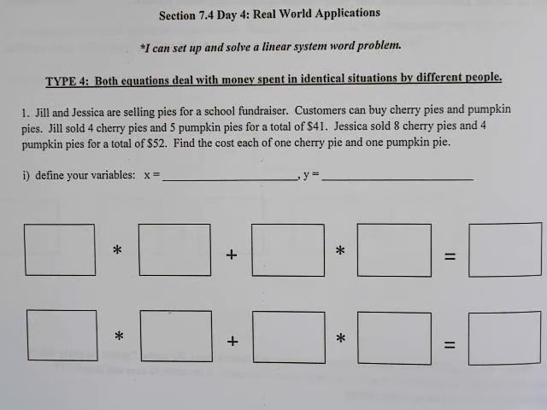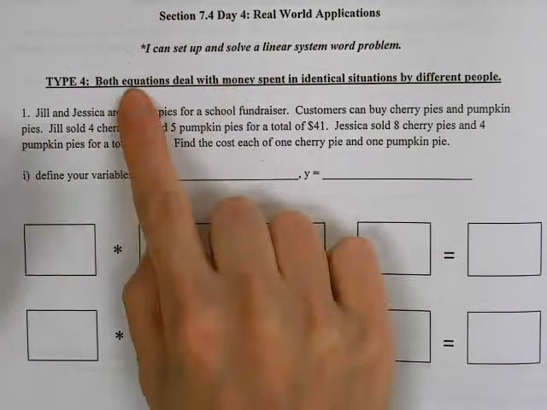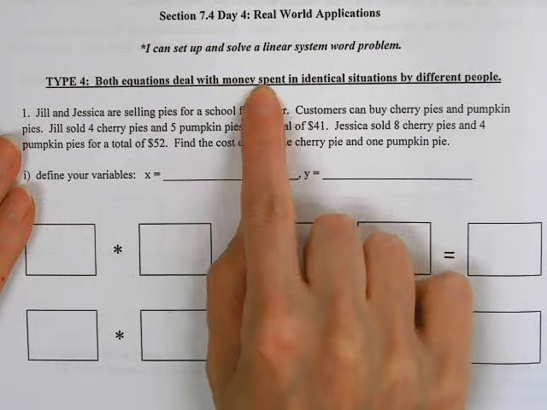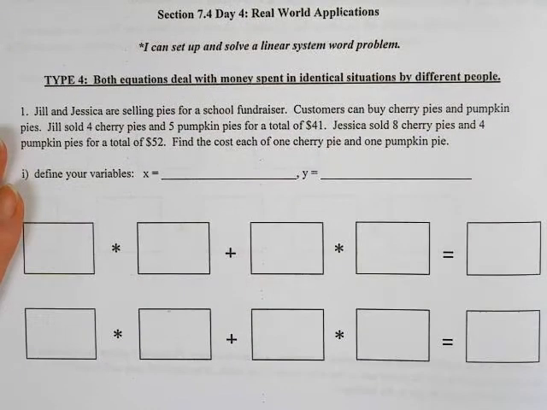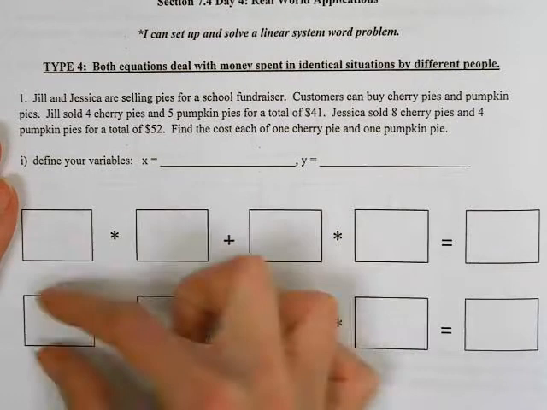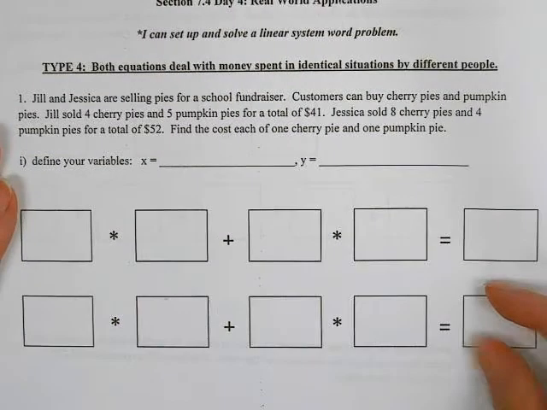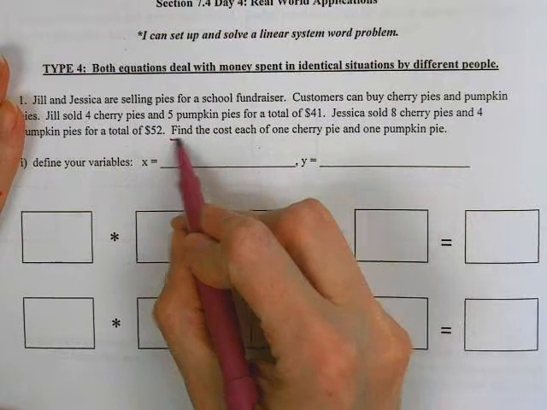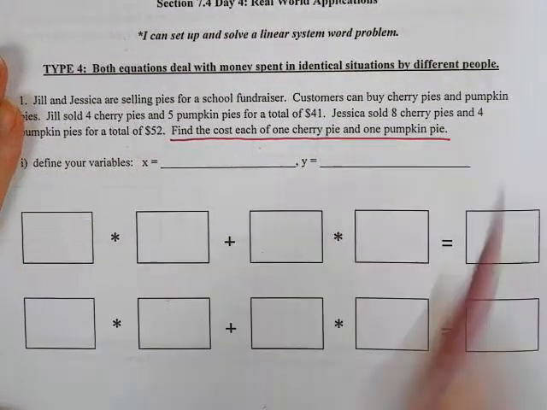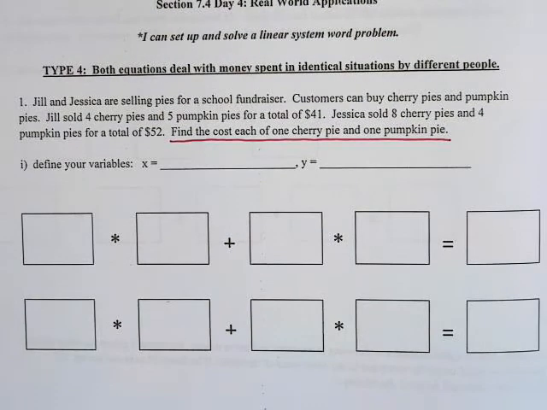This is our last type of word problem, and I call these both equations deal with money spent in identical situations by different people. So notice that these setups are identical. We just have two different situations. The good news about these is, again, the final question or sentence tells you x and y.